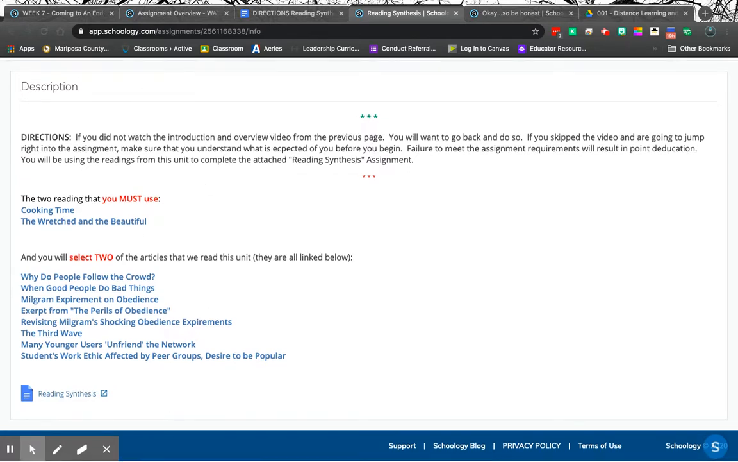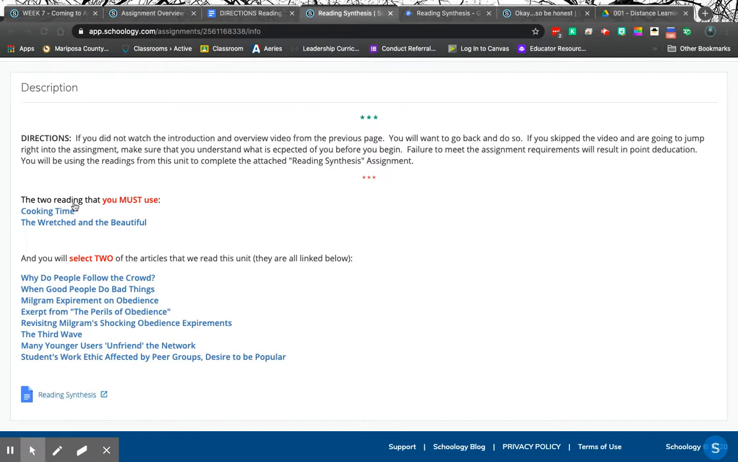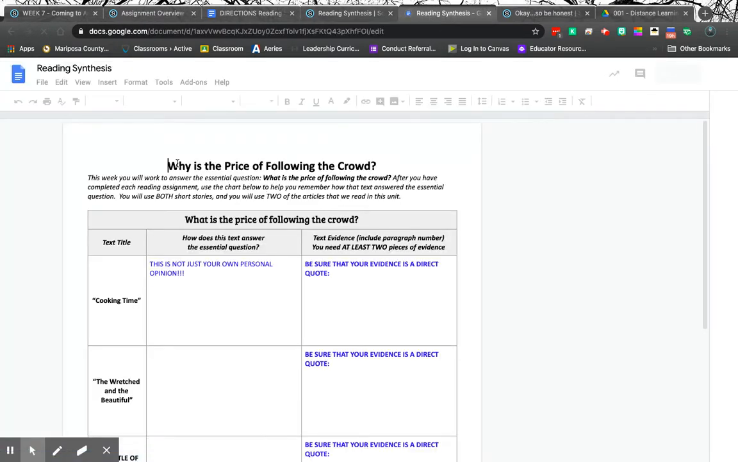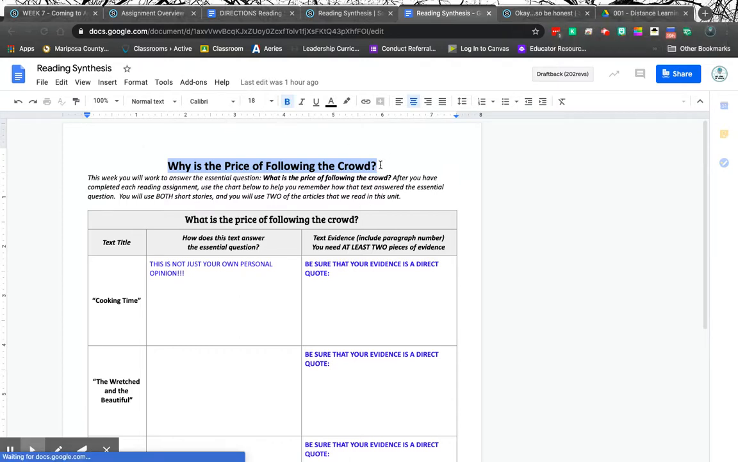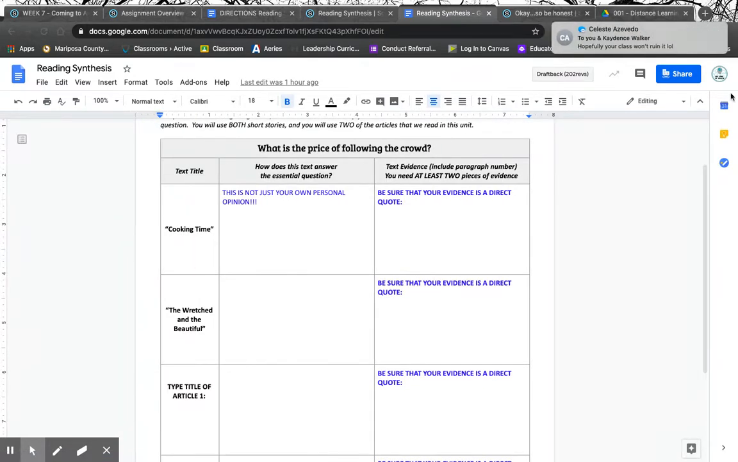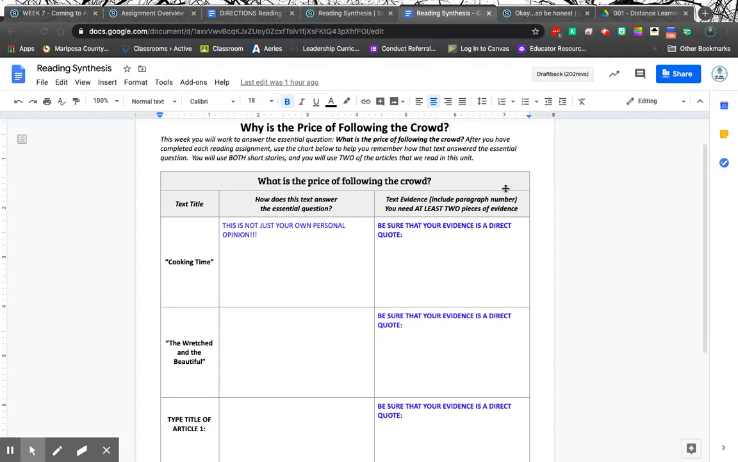Because what you are going to do is work to tell me how each of these readings answers the main question that everything has sort of focused on. That main question is, what is the price of following the crowd? So I want you to think about the short story Cooking Time. What does this short story tell us about following the crowd?